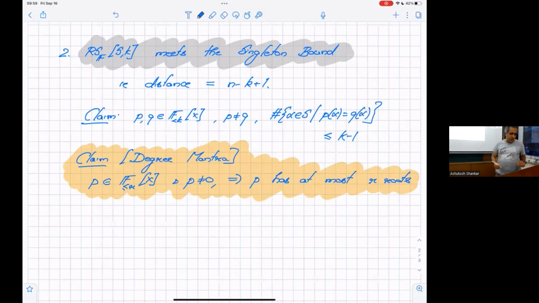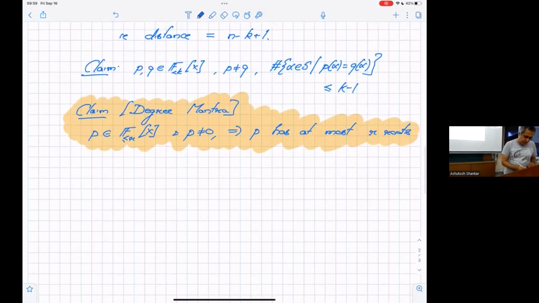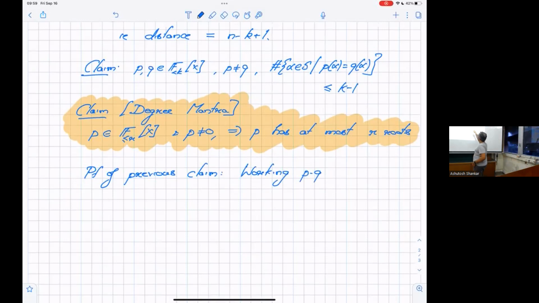And this immediately implies the proof of the previous claim by just working with P minus Q. For the previous one, just work with the polynomial P minus Q. Because P is not equal to Q, that's a non-zero polynomial. Hence, it can have at most K minus 1 roots. Those are exactly the places where they are identical. So anywhere, in particular even in S, they can have at most K minus 1 roots.